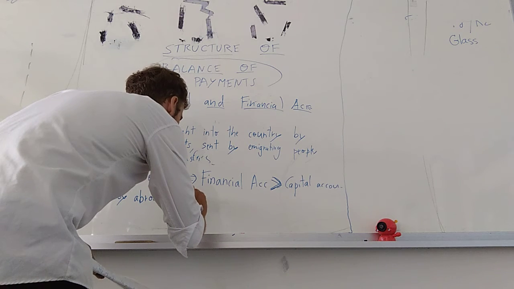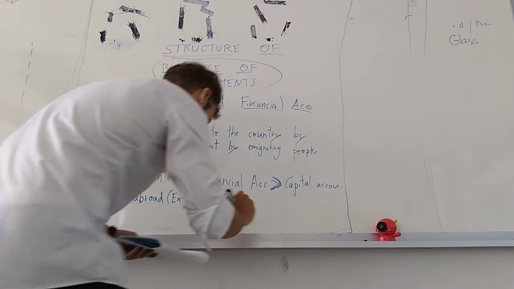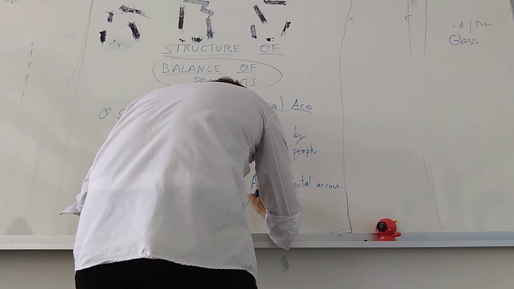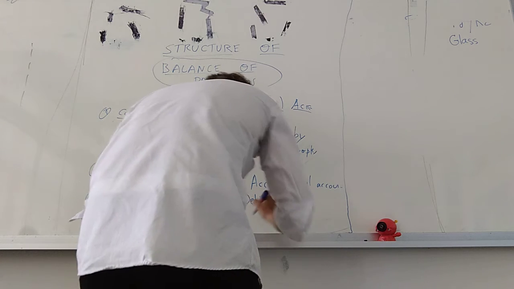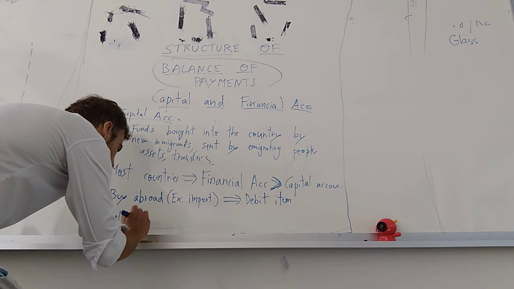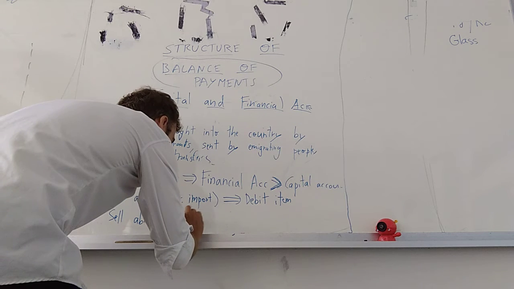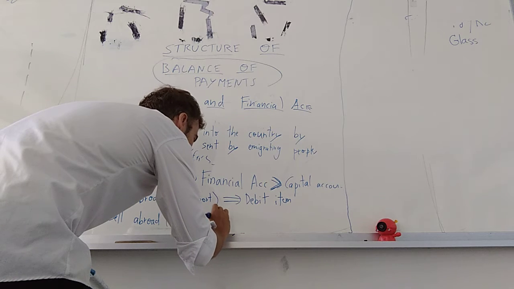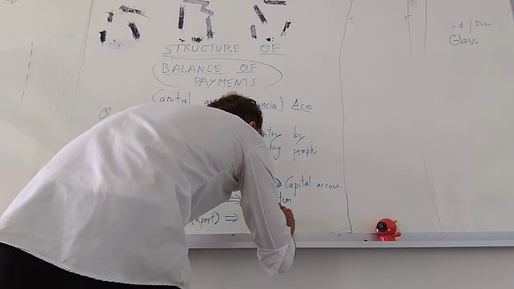Example, import. It's called, again, debit item. Sell abroad. Example, export will be credit item.